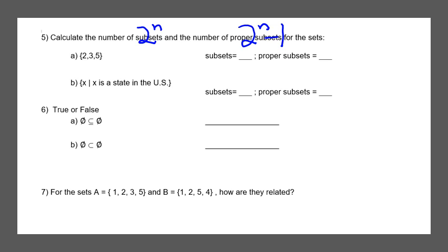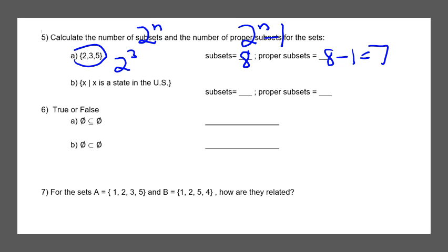So for A, we have 3 elements, so it's 2 to the 3rd power. So we have 8 subsets. The number of proper subsets would be 1 less, because again, the only subset that's not proper is the set itself, because it's not missing anything. So it would be 7.